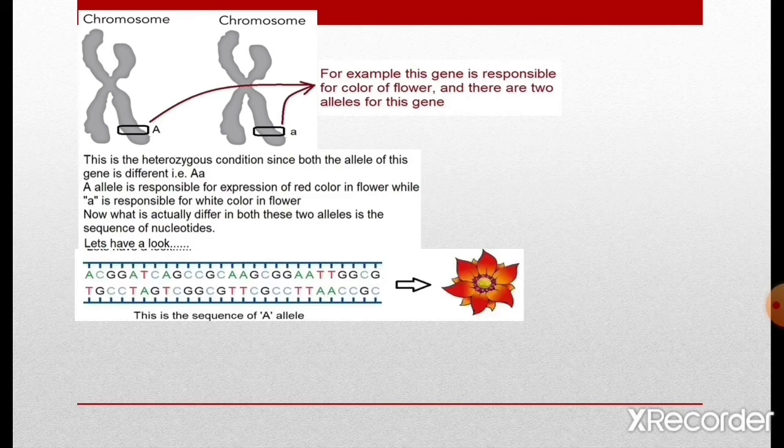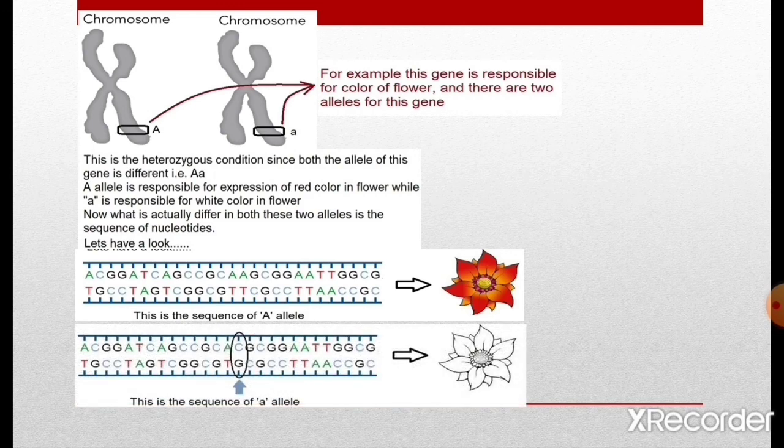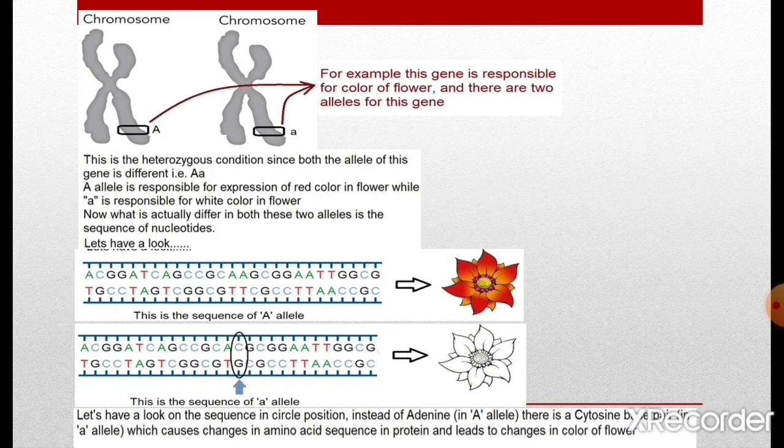Let's have a look. This is the sequence of the capital A allele which encodes a protein, and that protein is responsible for red color in flowers. And this one is the small a allele. Let's have a look at the sequence in the circled position. Instead of adenine which was present in the capital A allele, there is a cytosine base in the small a allele, which causes changes in the amino acid sequence in the protein and which leads to a change in color of the flower.